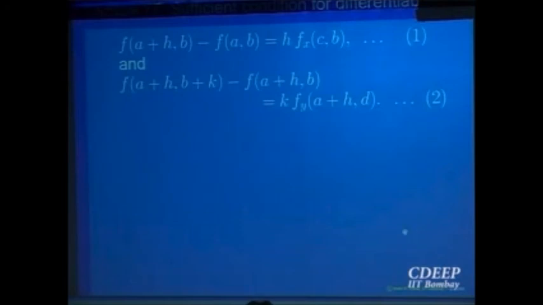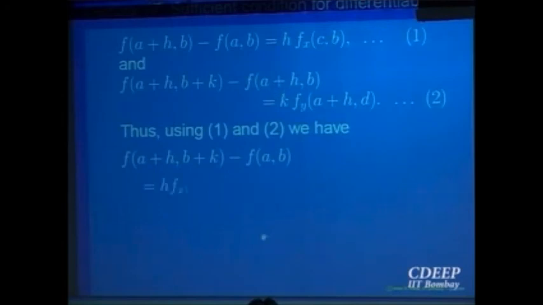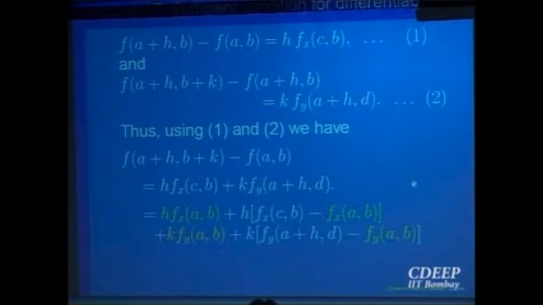So, add these 1 and 2, this term cancels and you get this equal to these two things. But this is not what I wanted, right? It is h times f_x at a point c, which is in between. I don't want some point in between. I want f_x at the point (a, b) and f_y at the point (c, d).